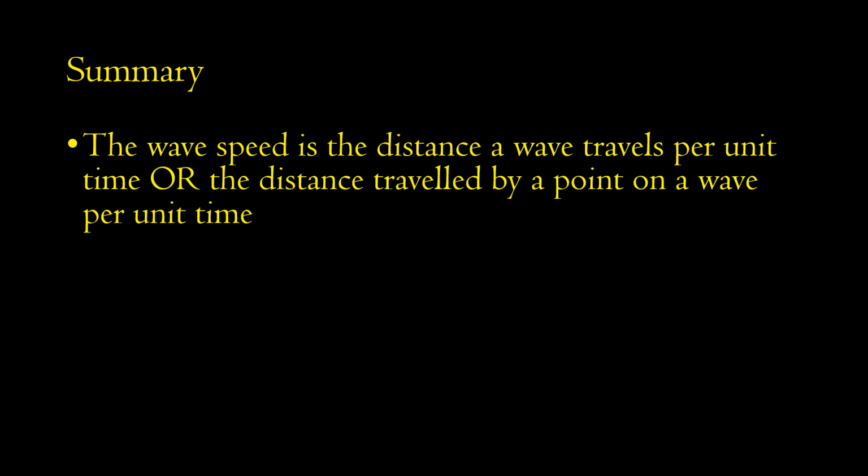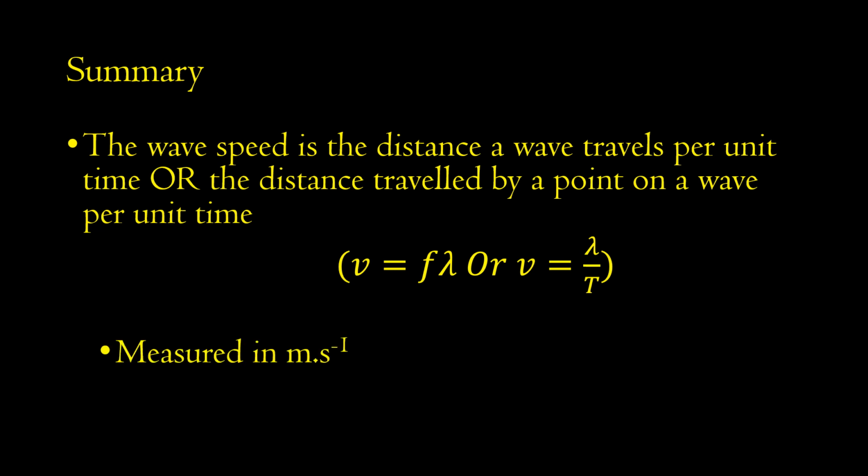We have come to the end of this lesson. At this point, you should be able to define the wave speed as the distance a wave travels per unit time, or the distance traveled by a point on a wave per unit time, given by v equals frequency f multiplied by the wavelength, or the wave speed v equals the wavelength divided by the period, capital letter T, and this is measured in meters per second.